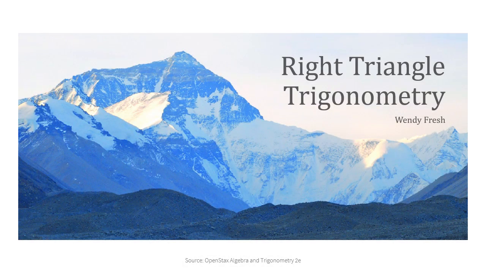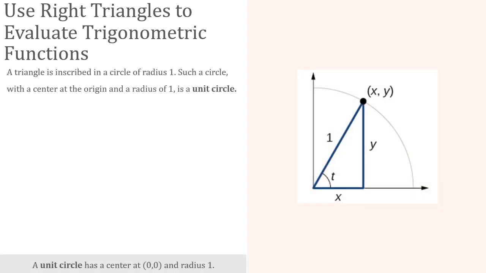In this section, we will learn trigonometry from a right triangle approach. So how do we use right triangles to evaluate trigonometric functions? In this image, there's a triangle that's inscribed in a circle of radius 1. In this triangle, there exists a horizontal length of the triangle of x and a vertical length of y.